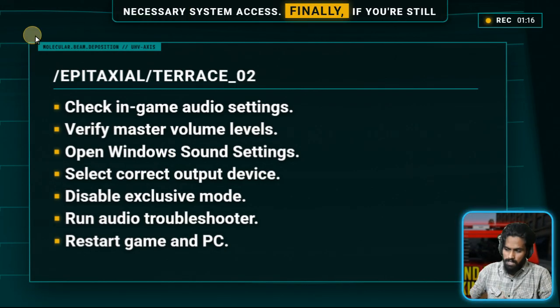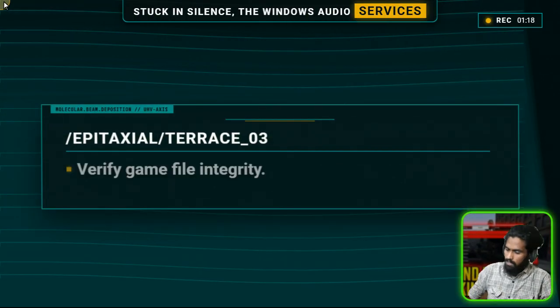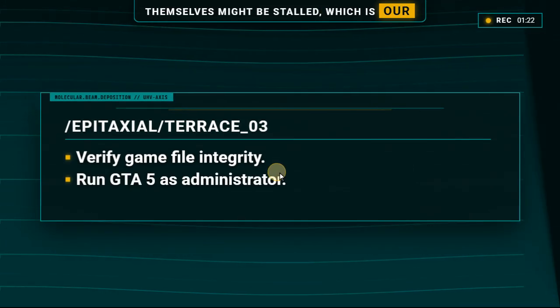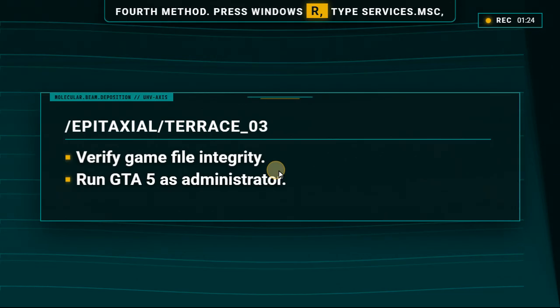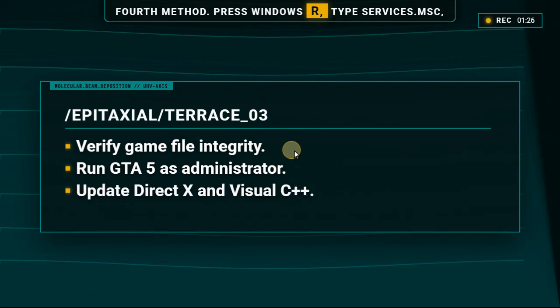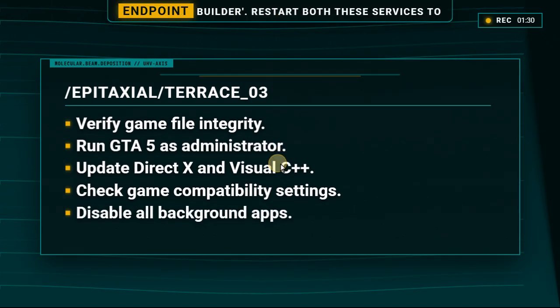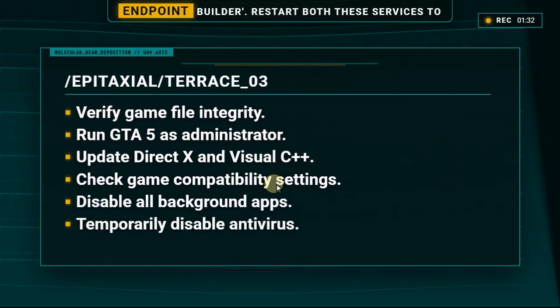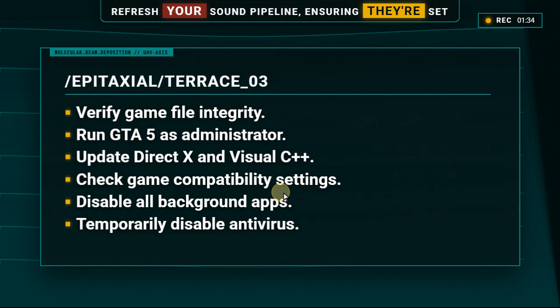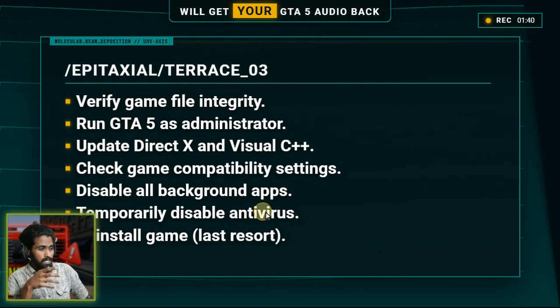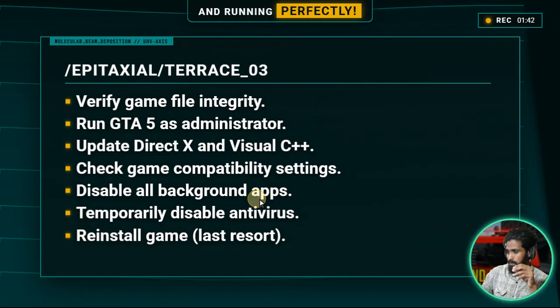Finally, if you're still stuck in silence, the Windows audio services themselves might be stalled, which is our fourth method. Press Windows R, type services.msc, then locate Windows Audio and Windows Audio Endpoint Builder. Restart both these services to refresh your sound pipeline, ensuring they're set to automatic startup. One of these methods will get your GTA 5 audio back and running perfectly.